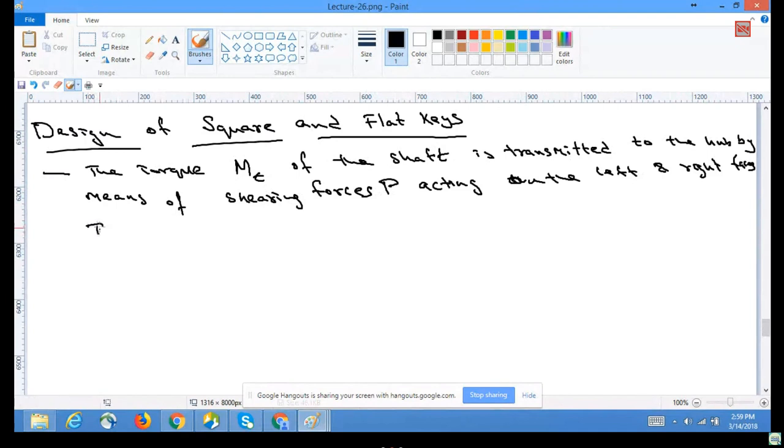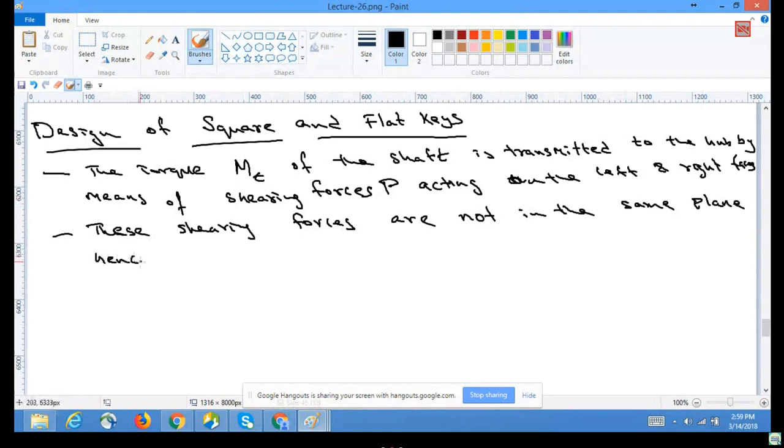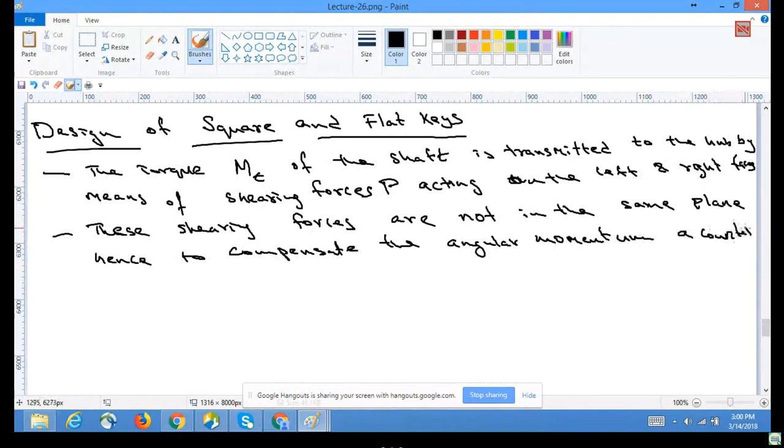So these shearing forces are not in the same plane, hence to compensate the angular momentum, a counter shear force P dash also acts on the system.